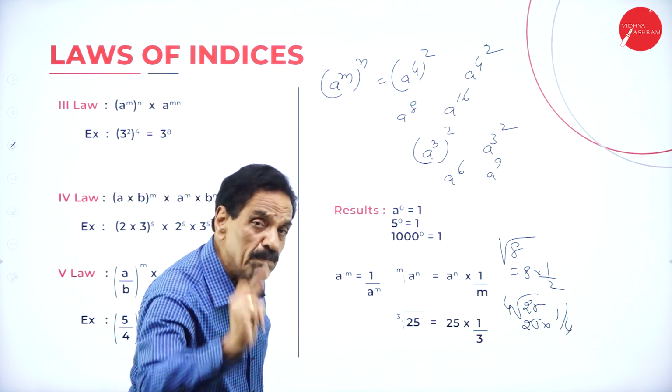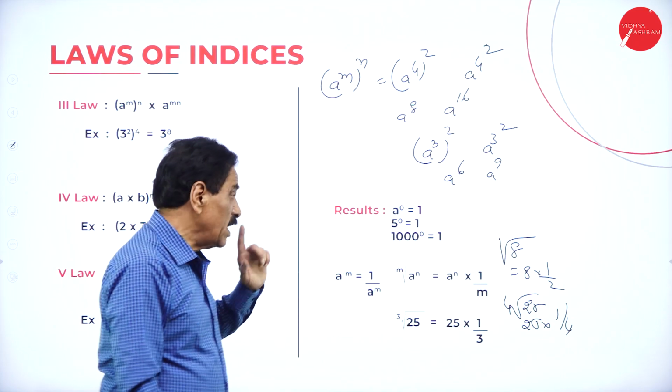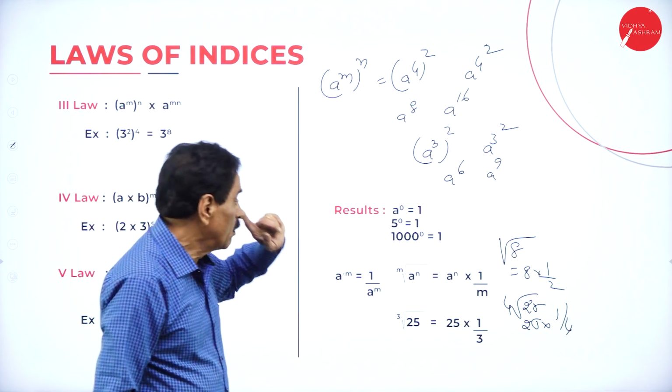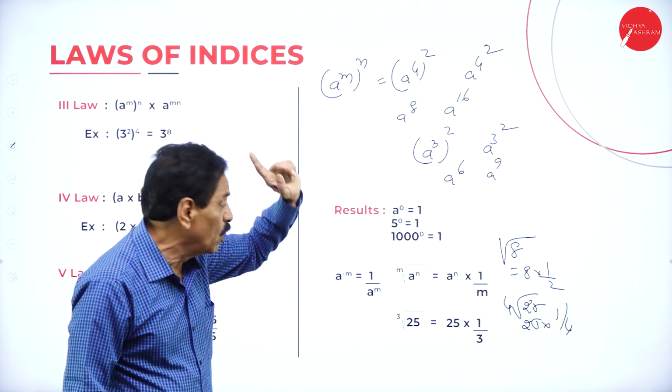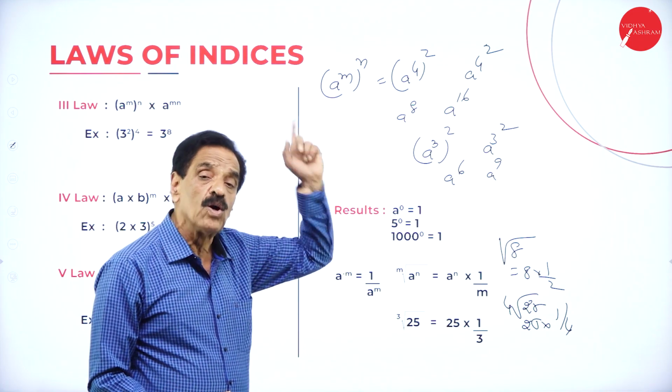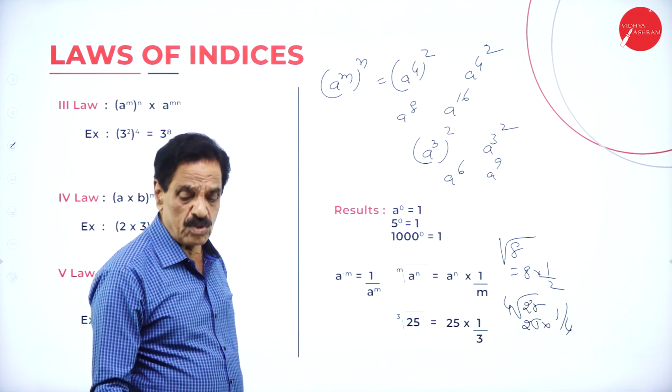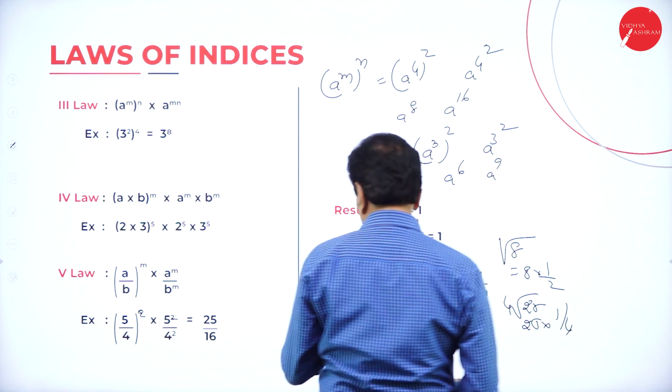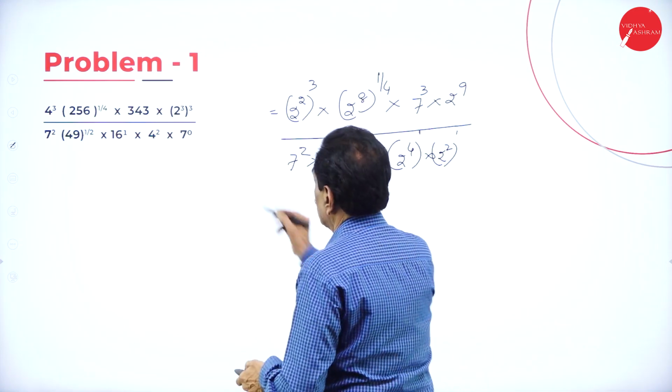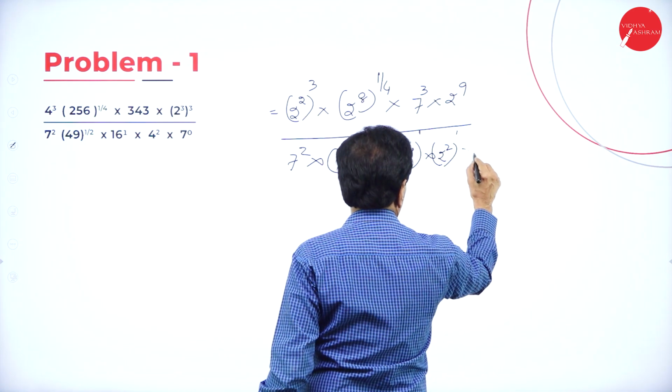It may be any number, to the power of 0 is 1. A to the power of 0 is also 1. 5 to the power of 0 is also 1. 1 to the power of 0 is also 1. 1 lakh to the power of 0 is also 1. Come back to our problem. 7 to the power of 0 is also 1.